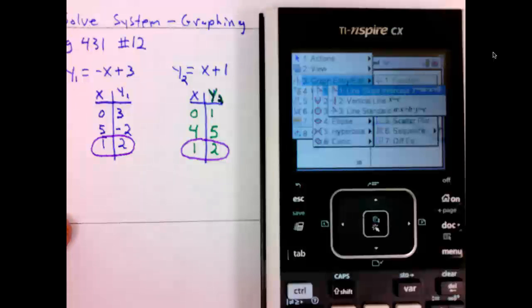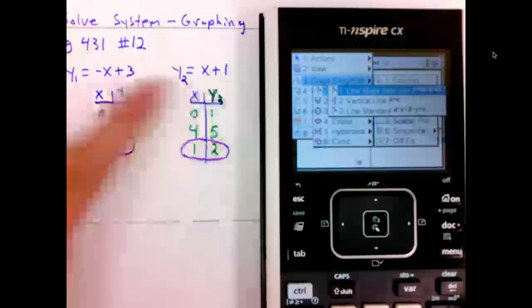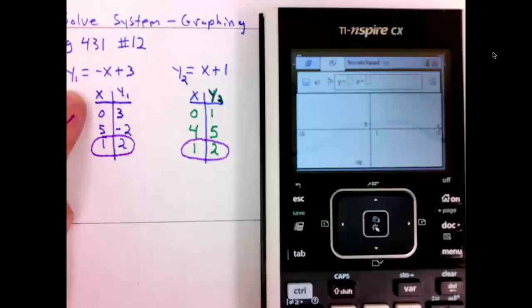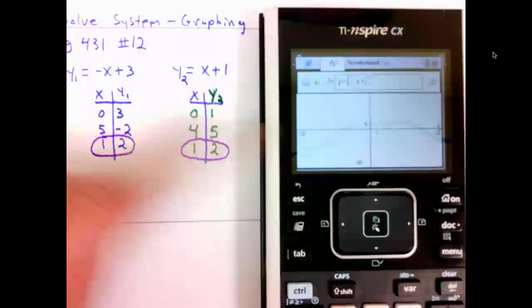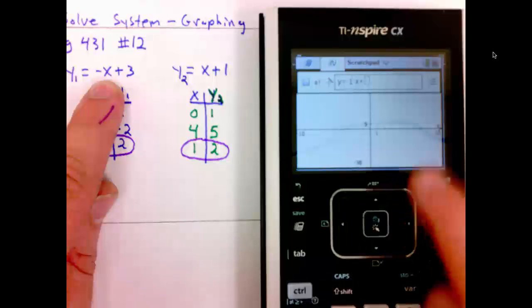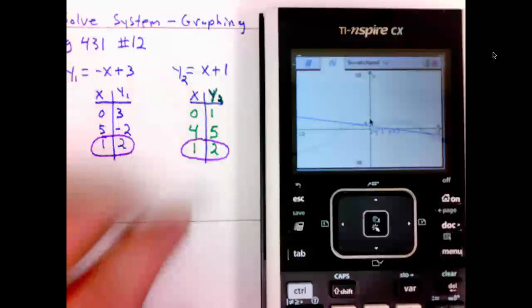Now we have a choice to make. Do we want 1 for slope-intercept form or 3 for standard form? Well, we can see both of these equations are in slope-intercept form. I will select 1. Now it asks me for the parameters slope and y-intercept. The first equation is negative x, that's an implied negative 1, so I key in negative 1. Then I scroll to the right. Y-intercept 3. I hit enter. There's my first line.